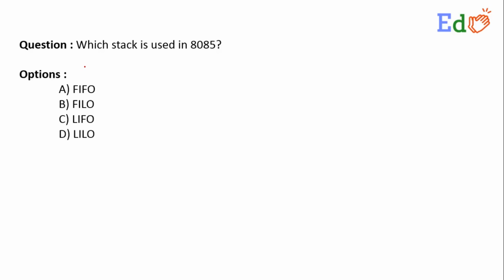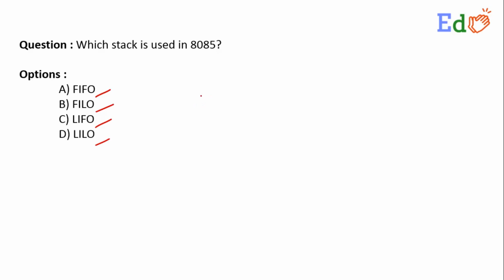We have a question: which stack is used in 8085? Option A, FIFO, that means first in, first out. Option B, FILO, that means first in, last out. Option C, LIFO, that means last in, first out. Option D, LILO, that means last in, last out.